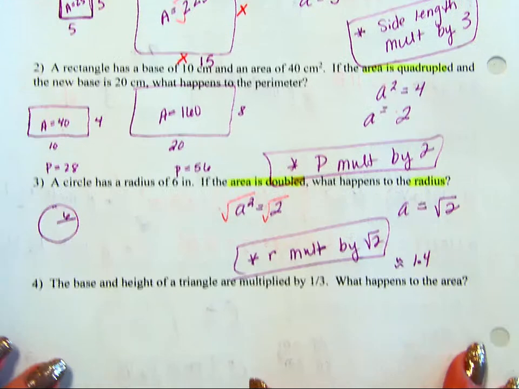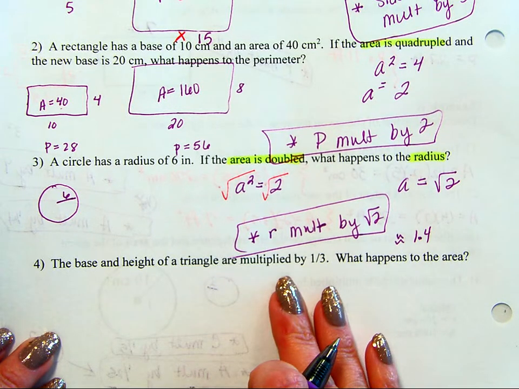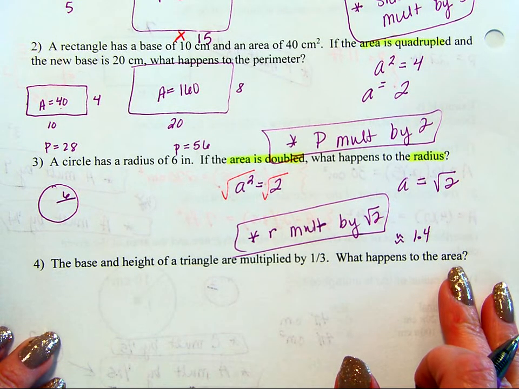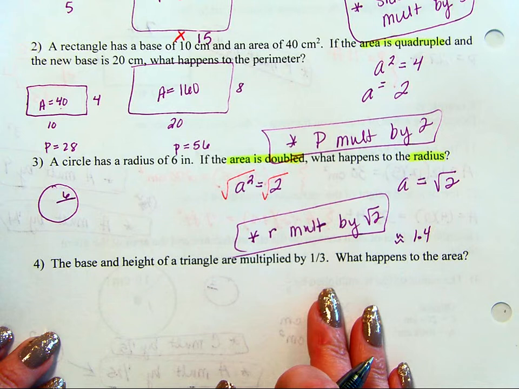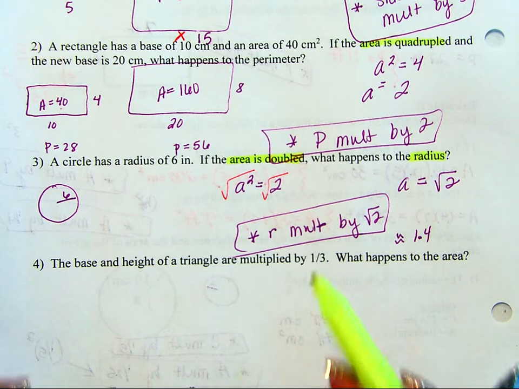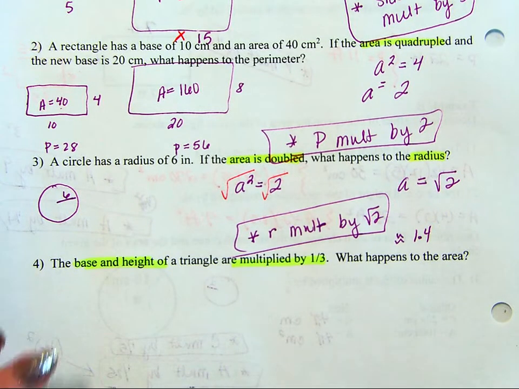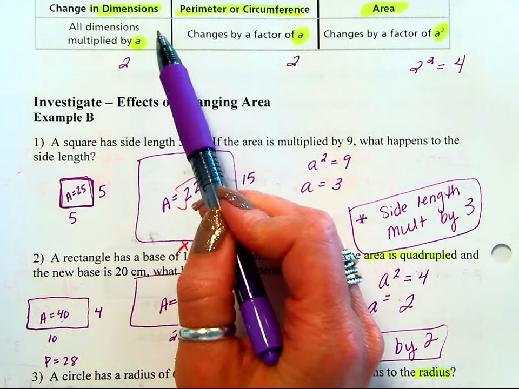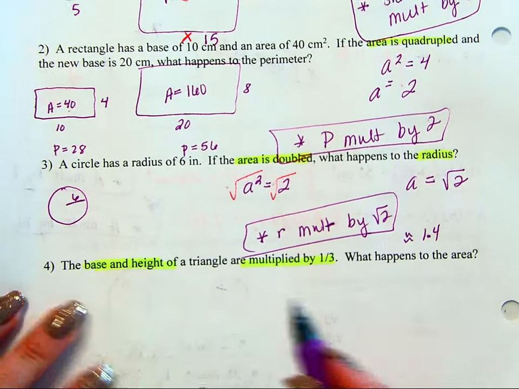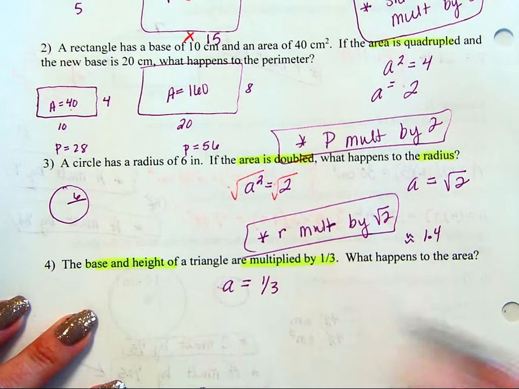Okay, last one. It says the base and height of a triangle are multiplied by 1/3. What happens to the area? Now, they don't give me any numbers here, any picture, and you could maybe sketch one if you wanted and put some numbers in. But I'm going to say, let's take a little bit of a shortcut. The base and height are multiplied by 1/3. Do you agree the base and height are dimensions? So what that tells me is if the base and height are multiplied by 1/3, a is 1/3.